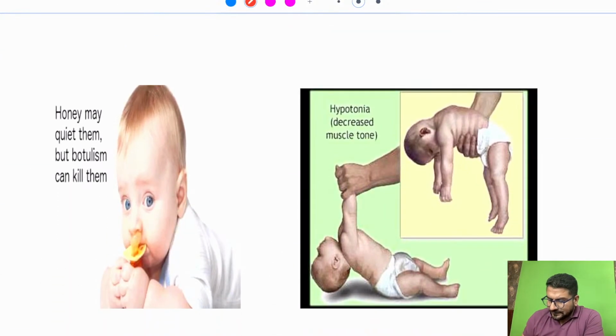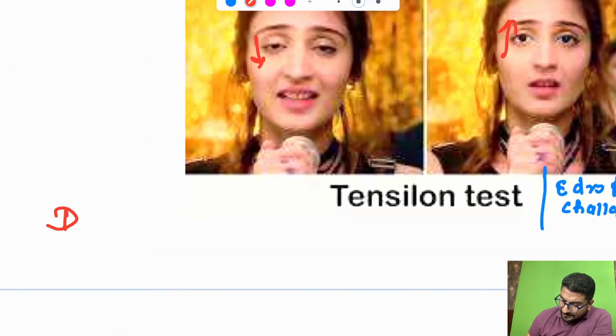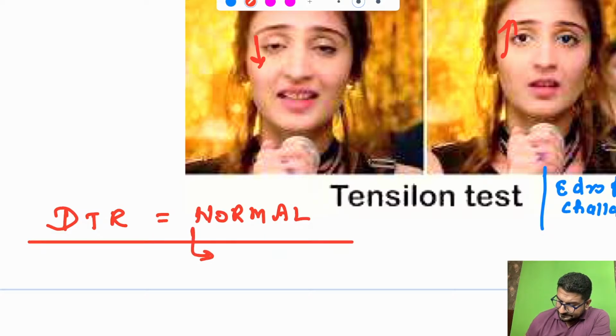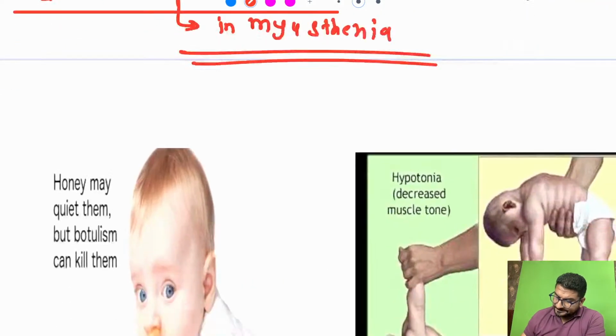Now this is like a differential diagnosis of myasthenia. Just one more thing I will add here. Just याद रखना, ये question बार बार पूछते हैं. Deep tendon reflex myasthenia में कैसा होता है? So deep tendon reflex will be normal in myasthenia. It is normal in myasthenia gravis. So deep tendon reflex will be normal in myasthenia.